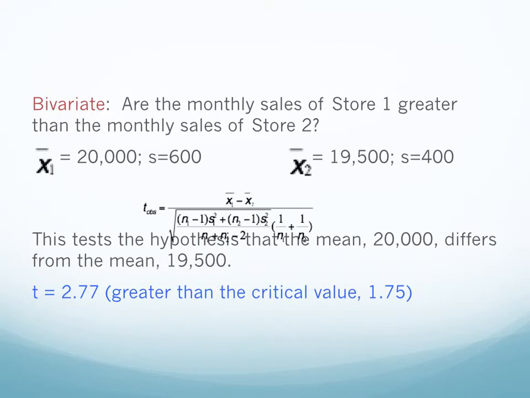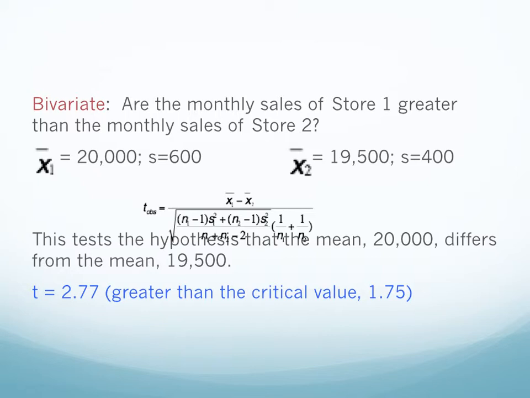So now we introduce another variable and make this same situation a bivariate analysis. Are the monthly sales of store 1 greater than the monthly sales of store 2? So now we don't have a point estimate. We've got another distribution of scores that represent store 2. So store 1 observations remain the same, a mean of 20,000 and a standard deviation of 600. And store 2 has a mean of 19,500 with a standard deviation of 400.